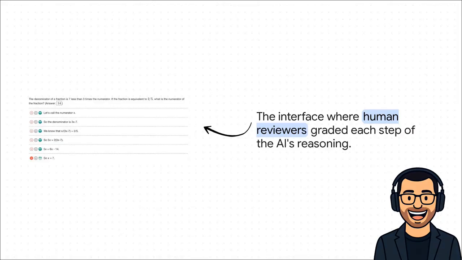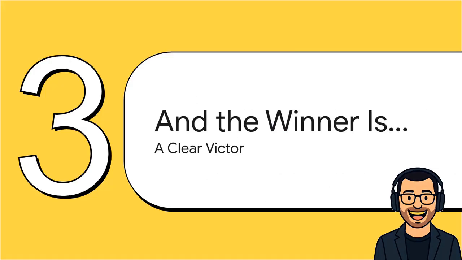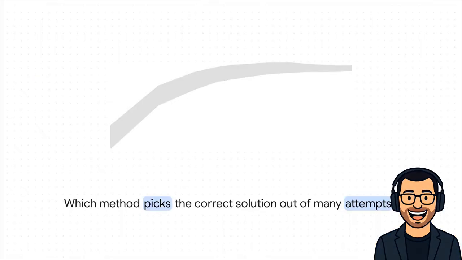And this is what it actually looked like. Real human reviewers went through the AI solutions, line by line, and gave every single step a rating. Positive, negative, or neutral. This is that detailed, nitty-gritty work that really powers process supervision. So, after all that training, all that data collection, all that analysis, was there a clear winner? Oh yeah. The results were, well, they were decisive. Let's just look at the data.